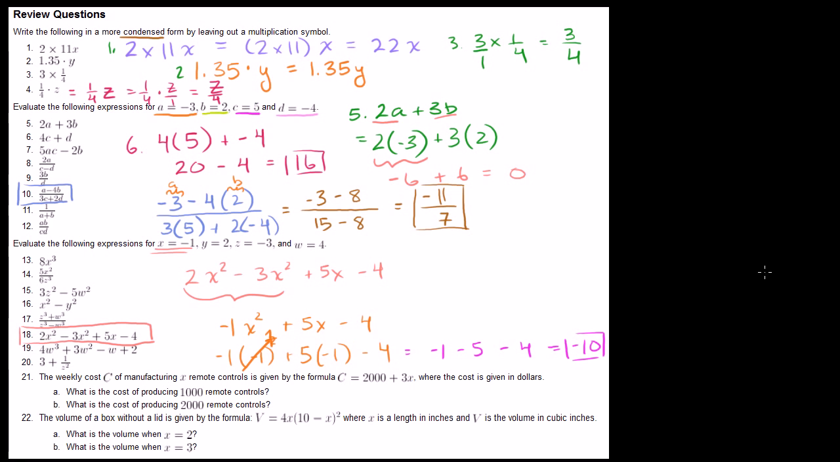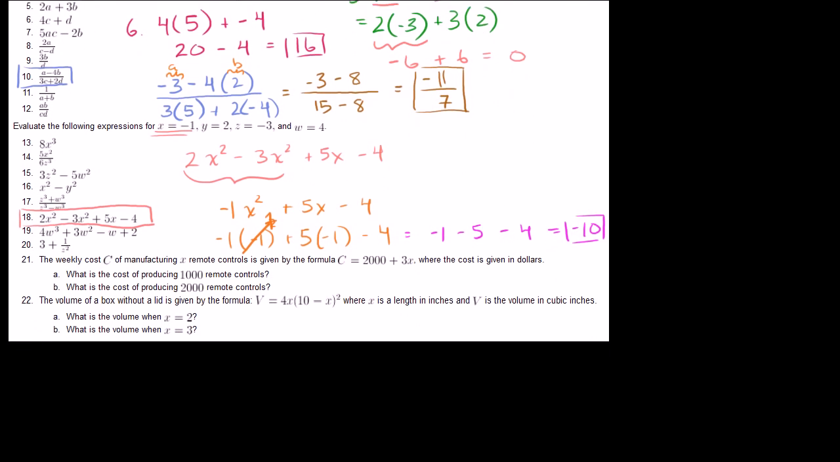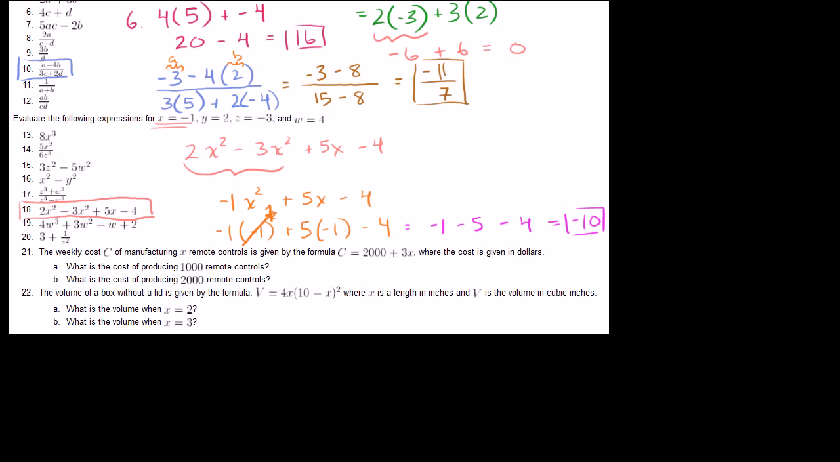And I'll do these last two just to get a sample of all the types of problems in this variable expression section. The weekly cost, C, of manufacturing x remote controls, is given by this formula. The cost is equal to 2,000 plus 3 times the number of remote controls, where cost is given in dollars. Question A, what is the cost of producing 1,000 remote controls? Well, the number of remote controls is x.